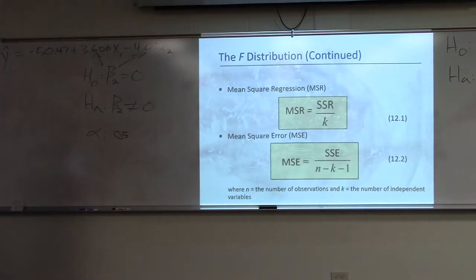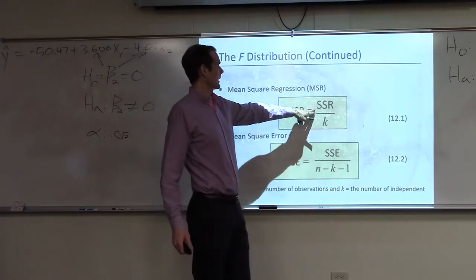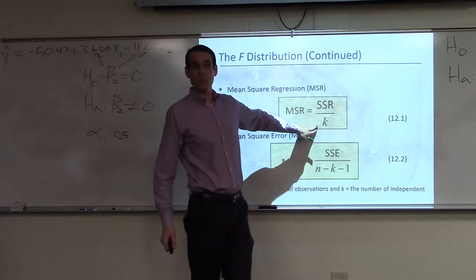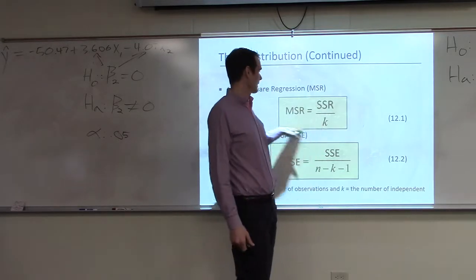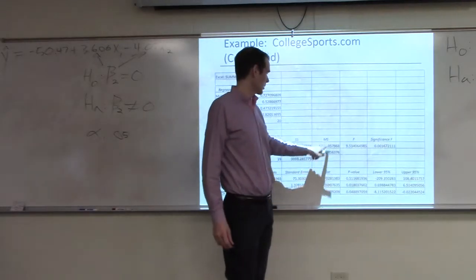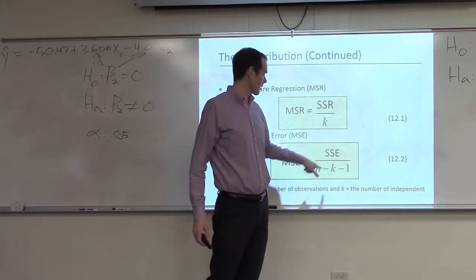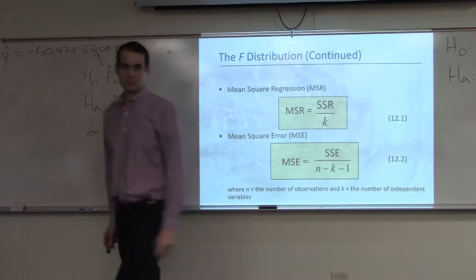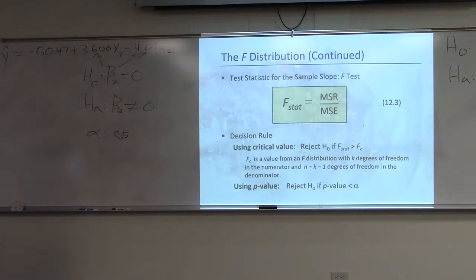Alright, these next slides just sum up. This mean square regression is explained variation divided by the number of independent variables. So explained variation is SSR divided by independent variables k, which gives us what we'll call the mean square regression. Mean square error is the sum of squares error divided by n minus k minus 1. You take the mean square regression over the mean square error and you get our F stat.